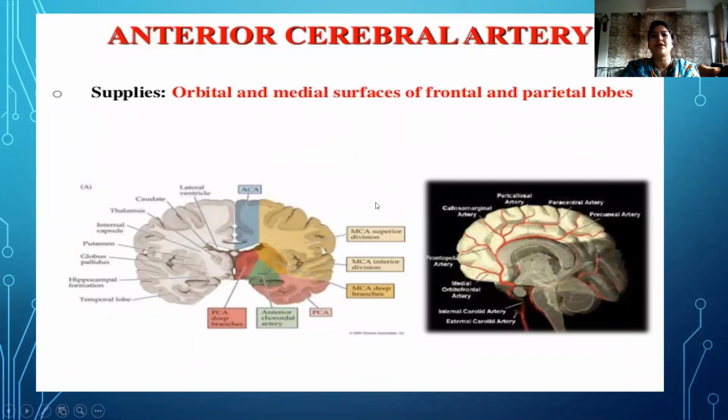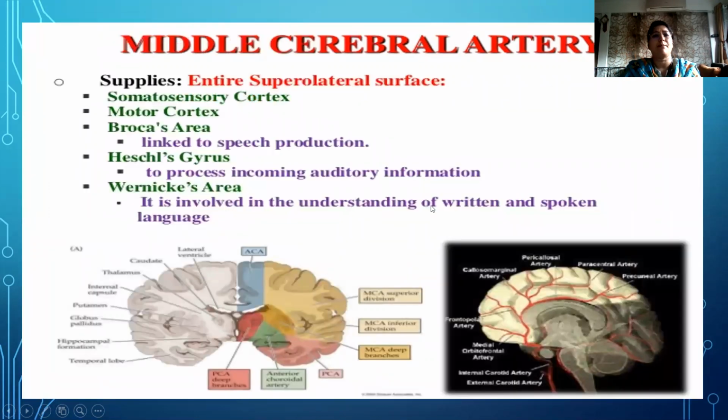Now, what does the anterior cerebral artery supply? It supplies mainly the orbital part and the medial surface of the frontal and a part of the parietal area. The middle cerebral artery supplies the entire superolateral surface, which has the somatosensory cortex, motor cortex, Broca's area linked to speech production, Heschl's gyrus, and Wernicke's area.